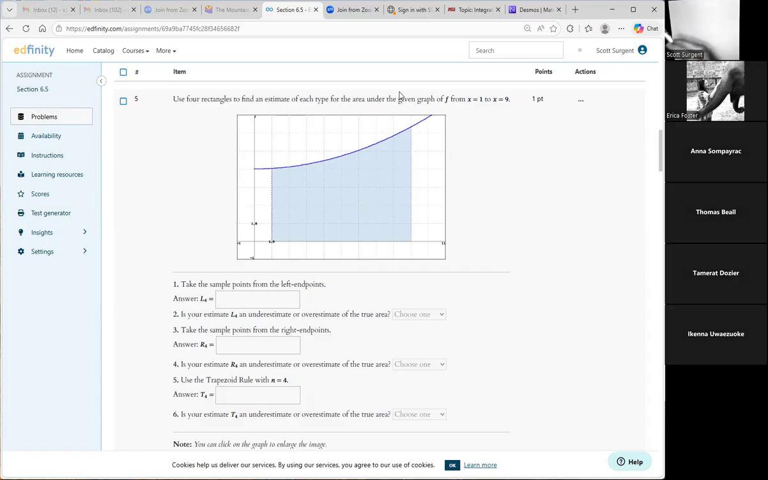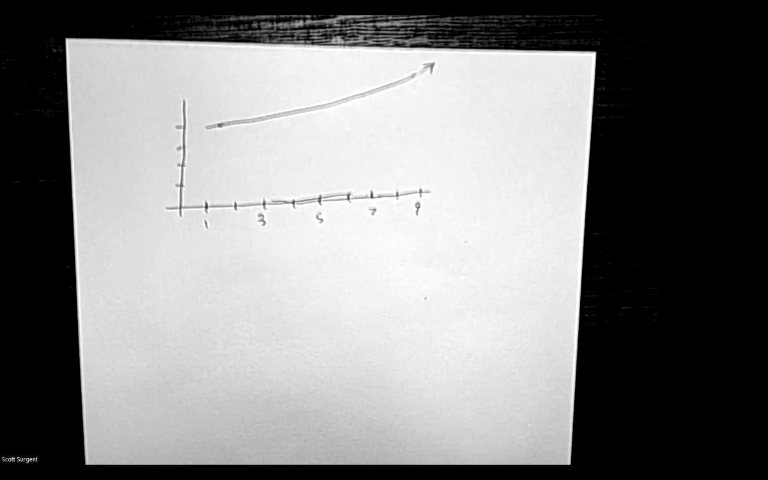You've got an interval from 1 to 9. And so what I'm going to do is split the interval between 1, 3, 5, and 7. Let me just draw the picture here as best as I can. 1, 3, 5, 7, 9. I'm doing it quick, so it may not be the most pretty graph. Something like that. All right, it'll have to do. So the question is, for example, take the sample points from the left endpoints.